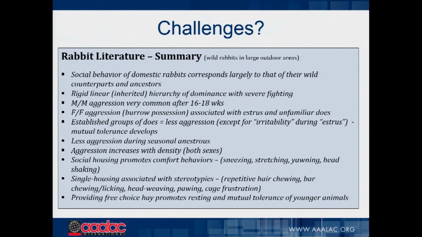Many of these early papers from Australia noted the seasonal anestrus that occurs, and there's some debate about whether or not that's physiologically an accurate term, but they called it seasonal anestrus. You tend to see much less aggression. And so there might be some interesting strategies there with regard to light cycle and housing, perhaps. Aggression increases with density. Duh.